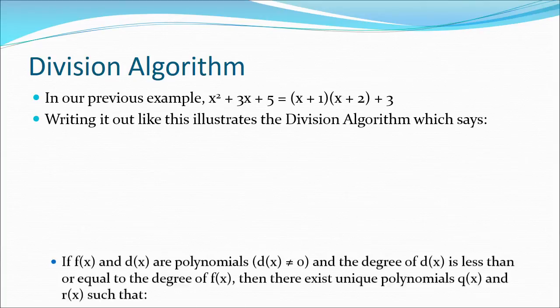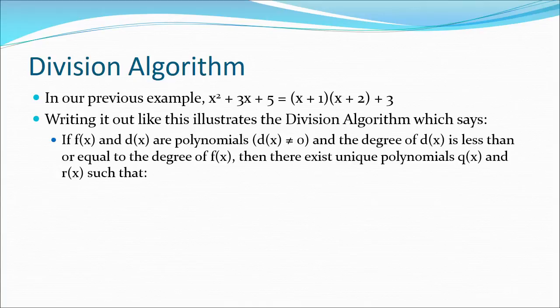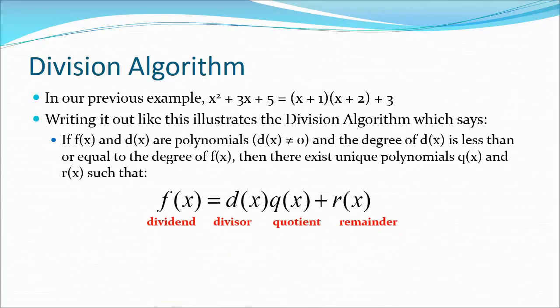The division algorithm says if f of x and d of x are polynomials where d of x is not equal to 0, and the degree of d of x is less than or equal to the degree of f of x, in other words, the highest power of d of x is smaller than or equal to the highest power of the numerator f of x, then there exist unique polynomials q of x and r of x such that f of x equals d of x times q of x plus r of x.